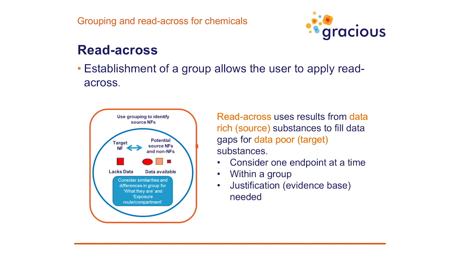Once you've conducted a grouping of these similar substances, you can use that group to support or apply read across. So read across is when you have a substance which has data available for a specific hazard endpoint, and you can read across that hazard information to a data-poor target material or substance for which you lack data. So this must be considered one endpoint at a time. It can only be done within a group, but it requires justification or an evidence base to support that read across decision.